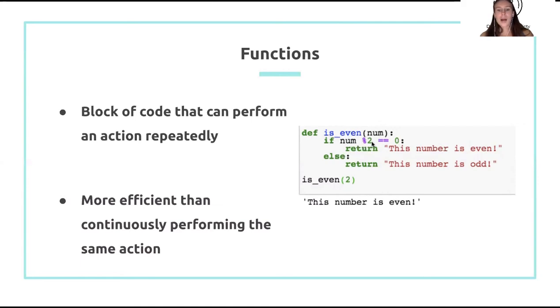So if num modulo 2 is equal to 0, return this number is even. Modulo is like division, except that it returns a remainder. So if the number divided by 2's remainder is 0, then this number is even. If not, it is odd. So this is a pretty simple function. Is even 2 is even. This number will output this number is even.